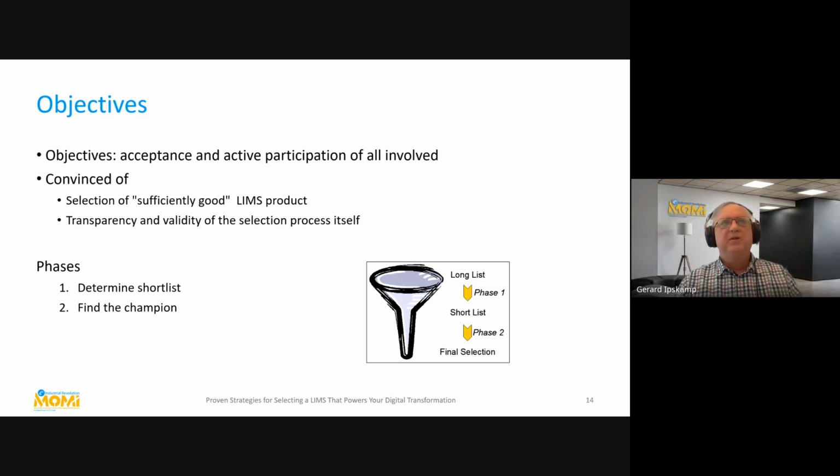In the end, you need to be convinced that you have a sufficiently good LIMS product. And I always use the example: if you want to drive in London, then you don't buy a Ferrari. Because that's quite useless, that's overkill. So a sufficiently good LIMS for now and for at least the next 5 years.